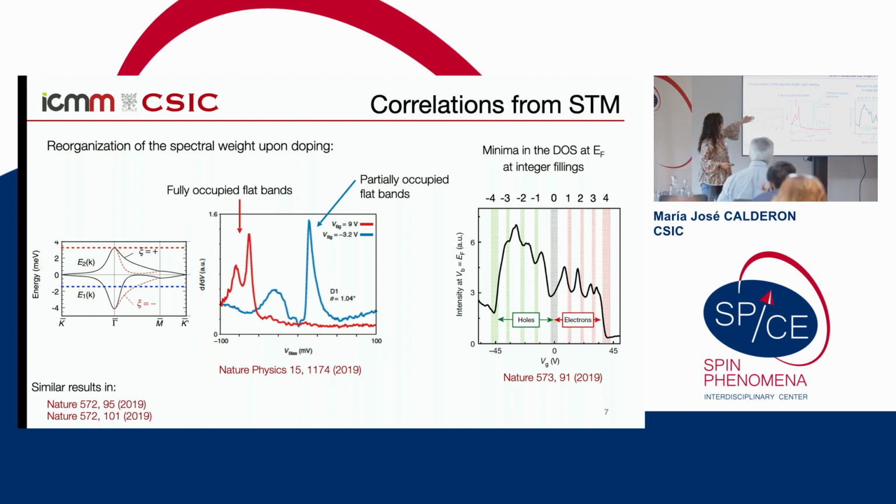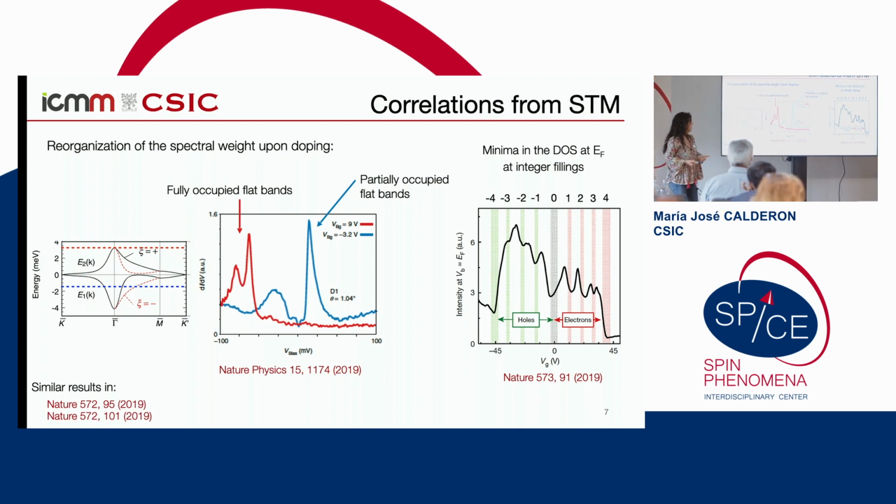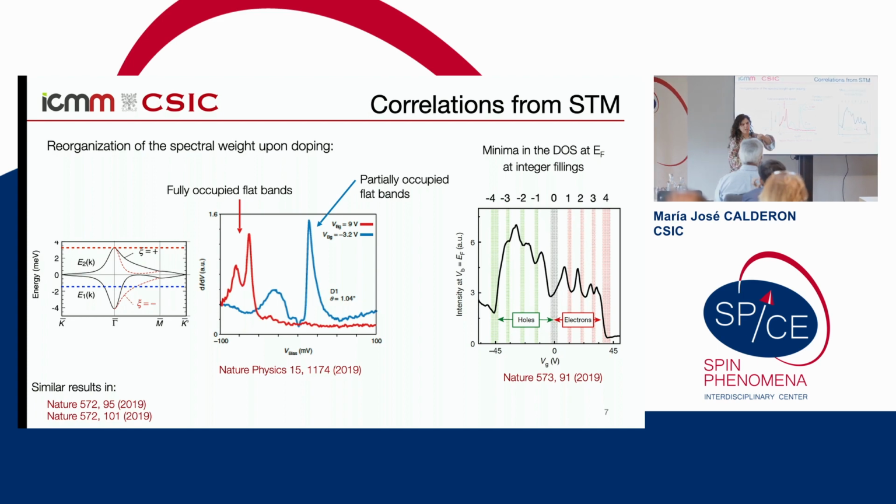So these are bands in which, in principle, if you are completely empty or completely full, you have a band insulator. But if you are in the middle and there are no strong correlations, you would expect it to always be a metal. But there is something happening at integer fillings that is changing this result, no? And is giving you dips at integer fillings.